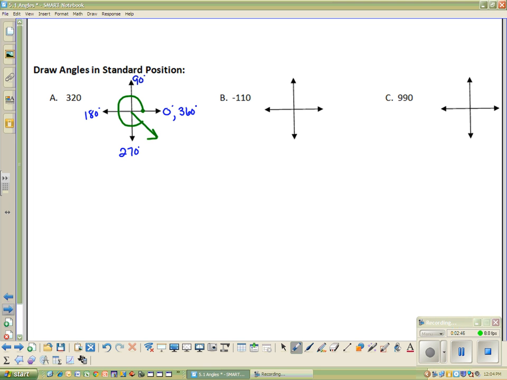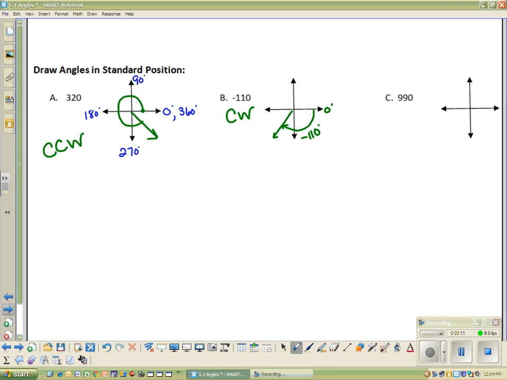Negative angles. Not very often have we worked with negative angles. Positive angles go counterclockwise. Negative angles go clockwise. So I'm going to start at 0 degrees, and I'm going to go backwards 110 degrees. So this would be negative 110 degrees, backing up that way.